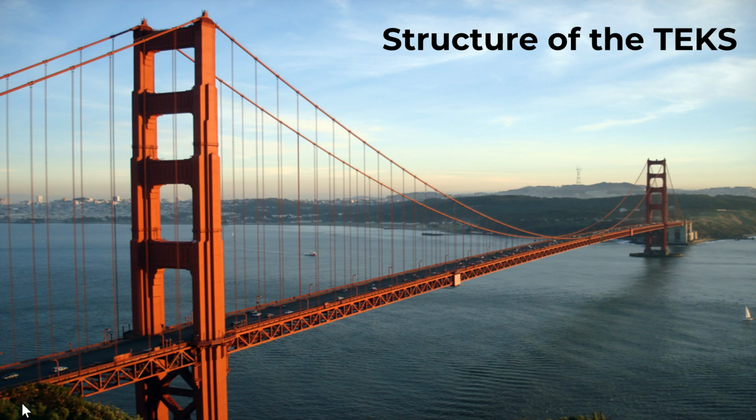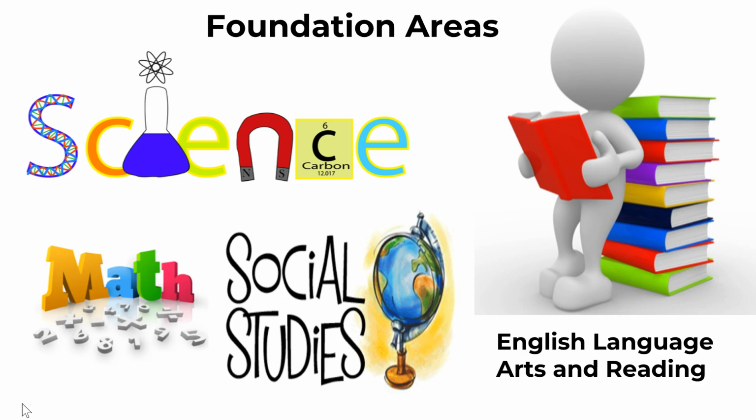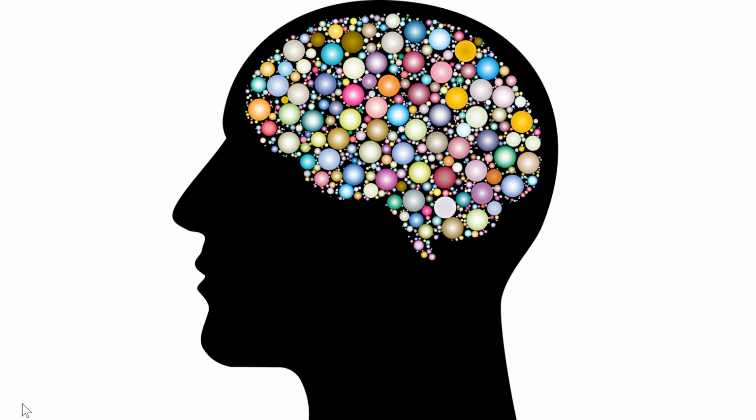Now that we know what the TEKS are and the purpose they serve, let's take a closer look at the structure of the TEKS and get a better idea for how they are organized. There are 4 foundational content areas within the TEKS, which include English language arts and reading, math, science, and social studies. There are also TEKS for non-core subject areas such as the fine arts, physical education, career and technical education, languages other than English, and health.